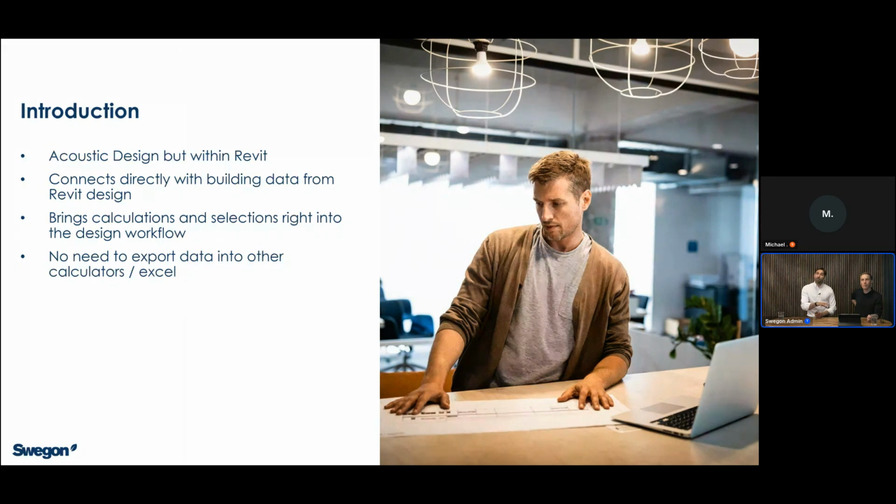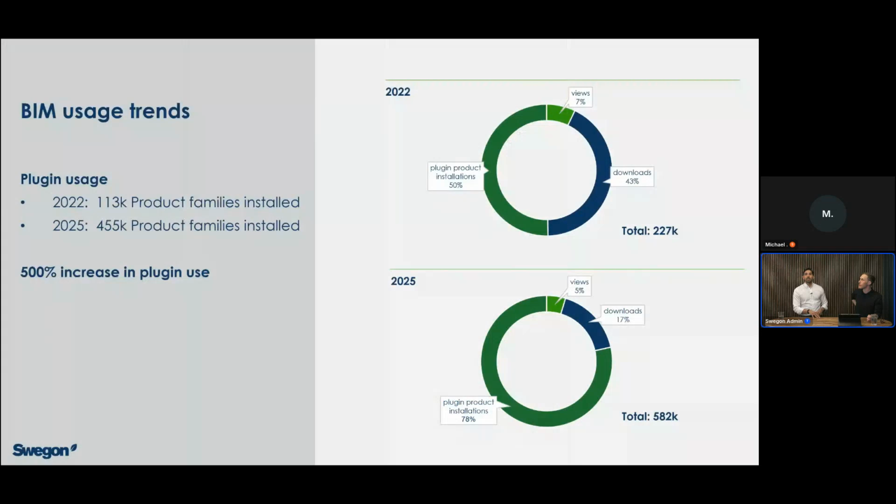The reason that we did it this way with a plugin, looking back over the last few years of usage, we can track where our product families go and who uses the product families and in what way. There has been a big increase in product family usage, which obviously more and more people are designing with BIM, designing with product families from our libraries. But the biggest change has been a 500% increase in usage of plugins.